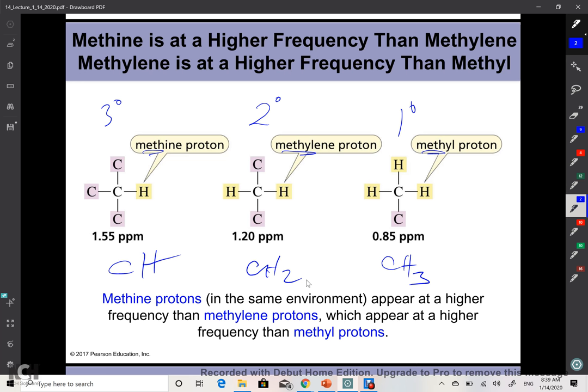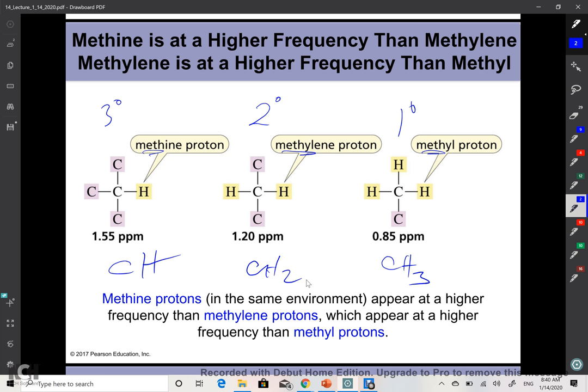So why are their chemical shifts different? Carbon is more electronegative than hydrogen. That's the answer. Does that make sense? Carbon is more electronegative than hydrogen. So the more carbons you have, the greater the pulling of those electrons, and so the hydrogen becomes more deshielded. And if they are more deshielded, the chemical shifts are higher. Does that make sense? That's the explanation.